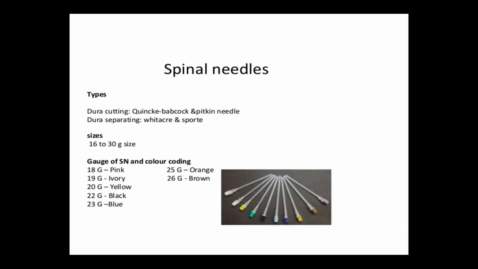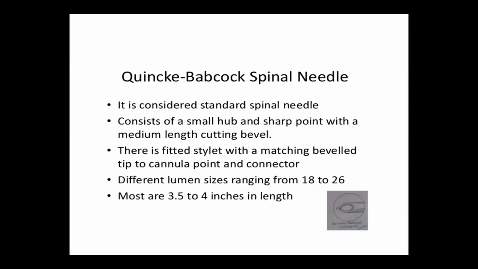You should be well aware of its length, whether the needle you picked up is dura cutting or dura separating. The dura cutting is the Quincke needle, which we are commonly using. Dura separating are the Whitacre and Sprotte. You should be aware of the sizes, what colors are available, at least for the most common ones you are using. The most common standard spinal needle which we are using is the Quincke needle. The length is 3.5 to 4 inches or 90 millimeter. Okay, the different lumen sizes are there.